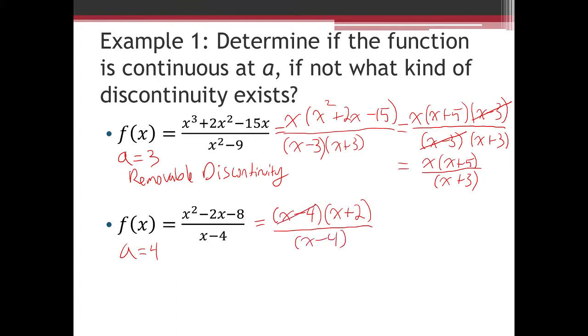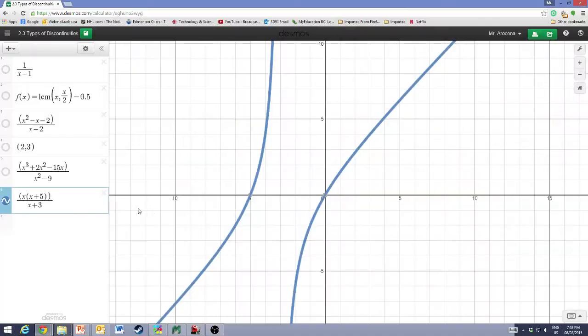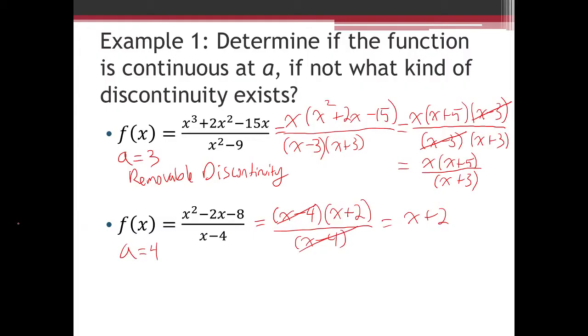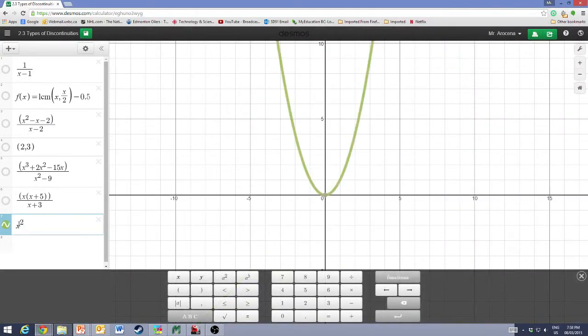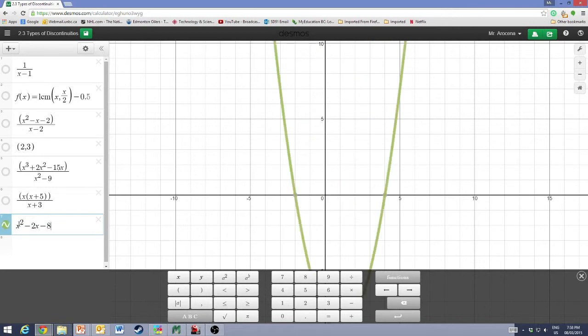It looks like my x minus 4's cancel, so I'm left with this function. Did I remove the discontinuous point at a equals 4? I did. So this is another example of a removable discontinuity. And let's take a look at the graph to see if we are correct. So x squared minus 2x minus 8.